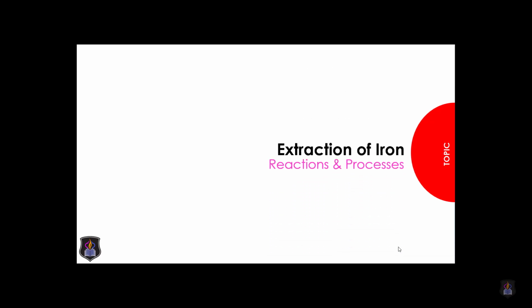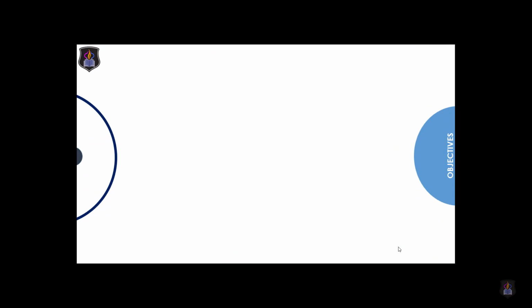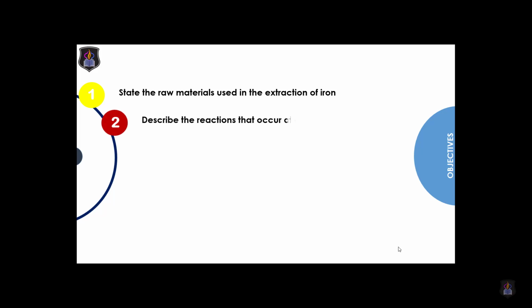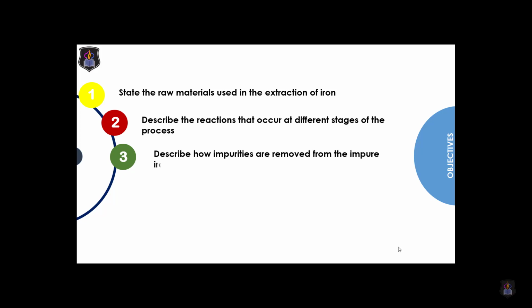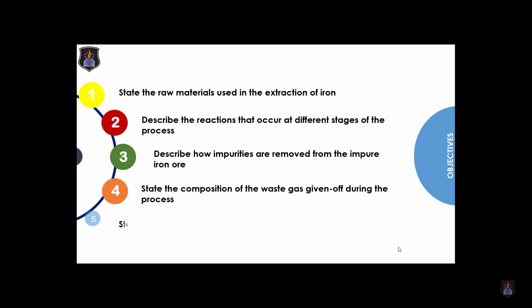In this video, we will be learning about the extraction of iron, its reactions and processes. At the end of this lesson, you should be able to state the raw materials used in the extraction of iron, describe the reactions that occur at different stages of the process, describe how impurities are removed from the impure iron ore, state the composition of the waste gas given off during the process, and finally state the importance of slag.